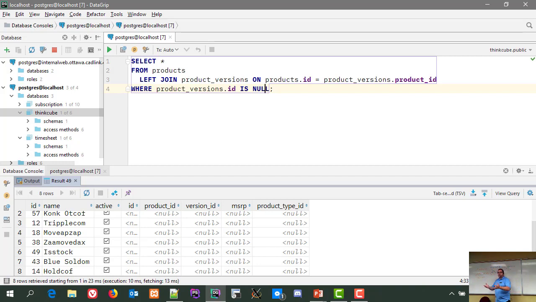So you want to know all the records, then you want to know which ones are orphaned. Orphaned records are records that don't have children. It's the other way around. You think about orphans as child records without parents. These are parents without children. And this is how you'd find it.